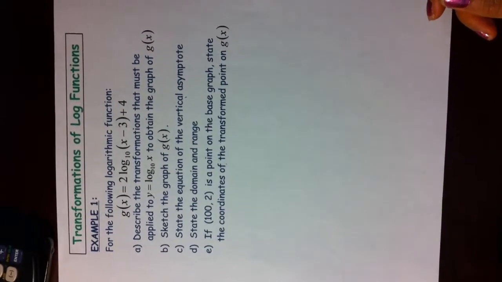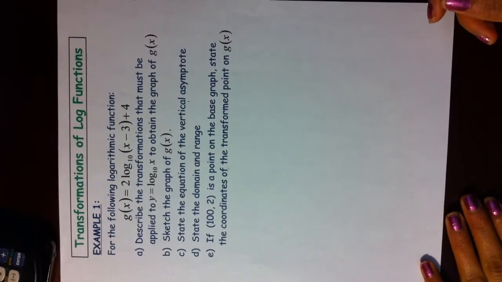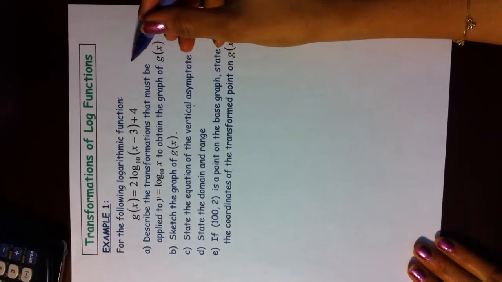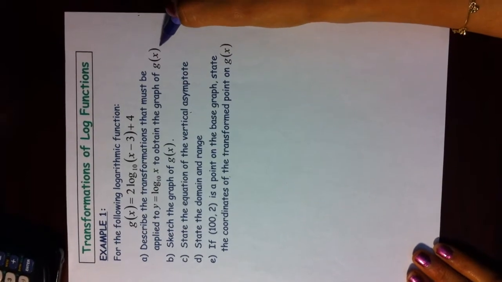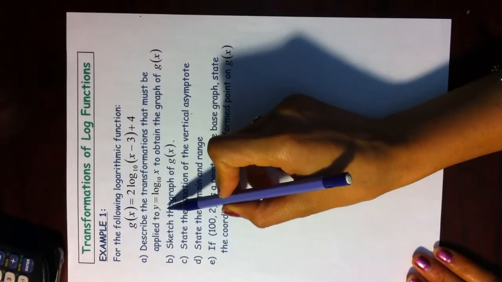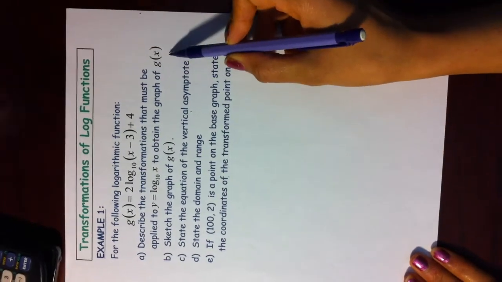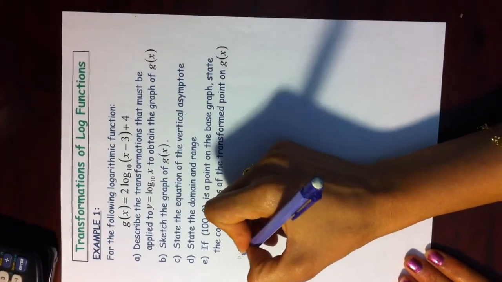Okay, so let's do example number 1. For this example, the first question says: for the following logarithmic function, describe the transformations that must be applied to our base function, which is y equals log base 10 of x, to obtain the graph of g of x. Alright, so let's go ahead and do part 1.